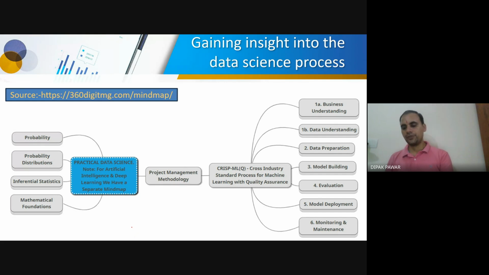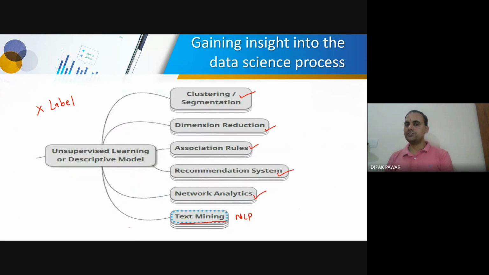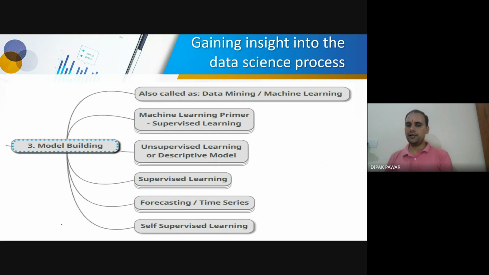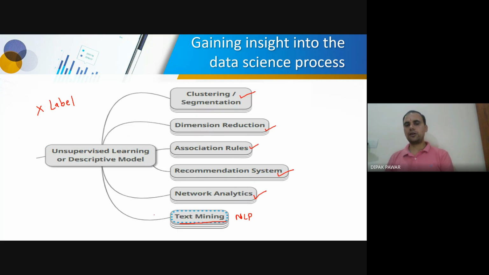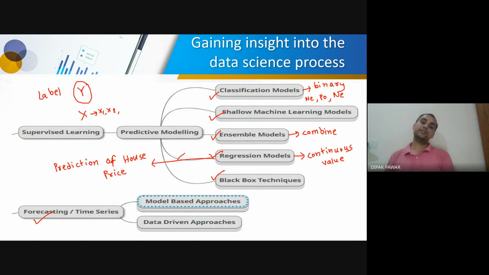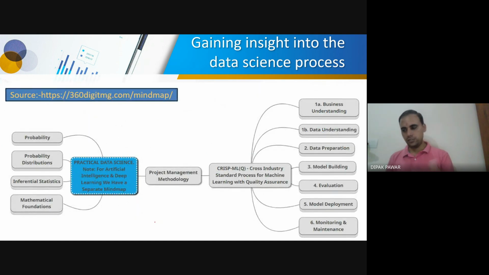Is it clear? What is there in this model building part? The model building part contains supervised learning algorithms, unsupervised learning algorithms, as well as forecasting or the time series part. We'll cover all this part in detail. We'll see all these algorithms when we go to the next part.